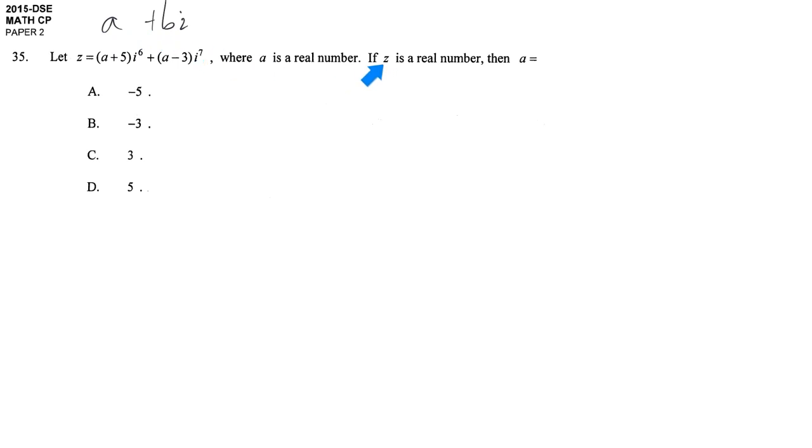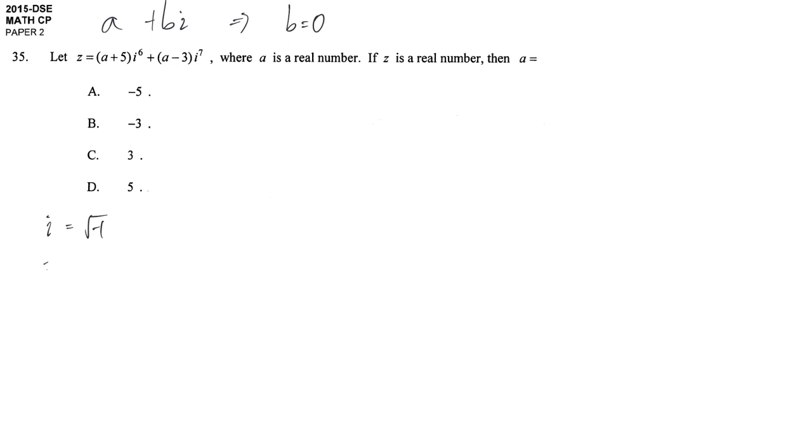And then because they say that the whole thing is a real number, which means that there is no imaginary part, then we can claim that b, the coefficient of i, you may think of it this way, is equal to 0. That's our strategy to solve A. But before we continue, the key point is i to the power 6 and i to the power 7. Let's have our revision first. i represents the square root of -1.